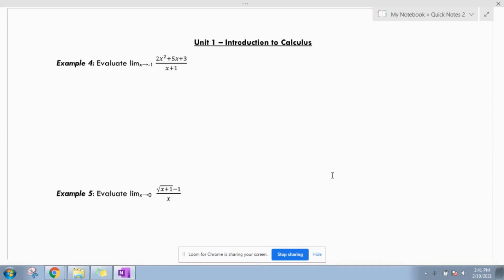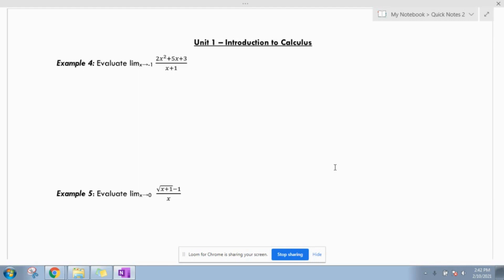Let's take a look at example 4. In this example, it says, evaluate the limit as x approaches -1 for 2x squared plus 5x plus 3 all over x plus 1. Always start off by doing a direct substitution for your x value first. If it works, then you don't have to do all of that weird stuff that we were talking about. If it doesn't, and it gives you an indeterminate form, that's when you have to think about all those different techniques instead.